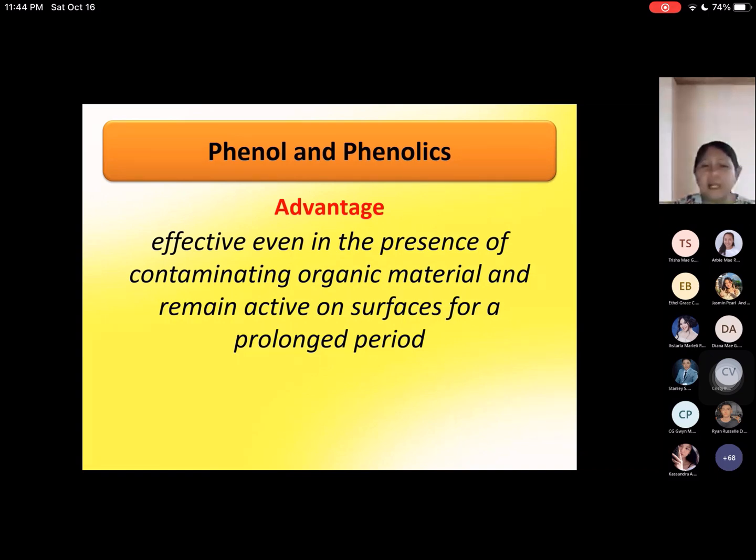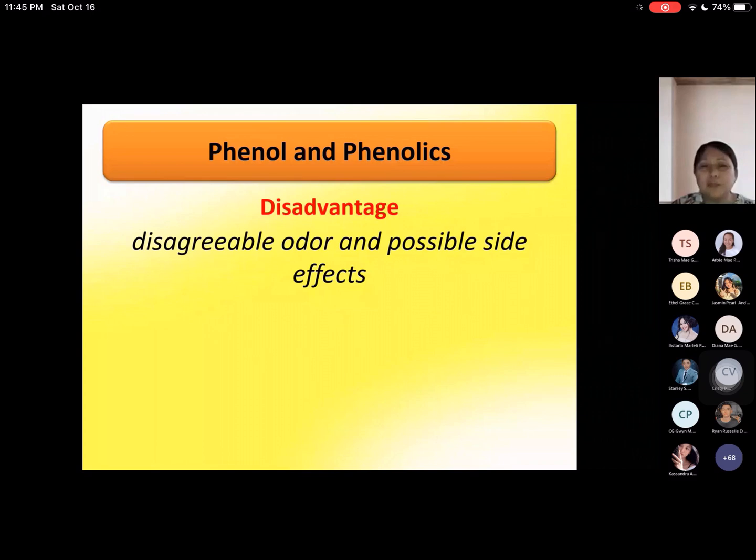Contaminating organic material and remain active on surfaces for a prolonged period. So it cannot be easily evaporates compared with alcohol, which easily evaporates. So it can remain active on surfaces for a long period. Okay, so this is the advantage of phenol and phenolics. For the disadvantage, of course, since they are toxic, they have disagreeable odor and possible side effects.